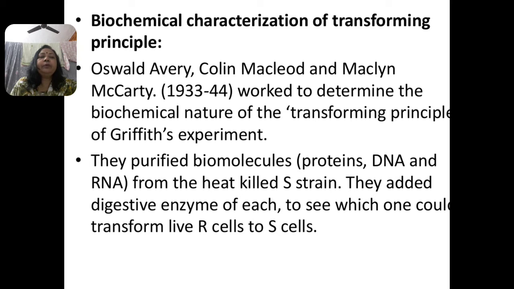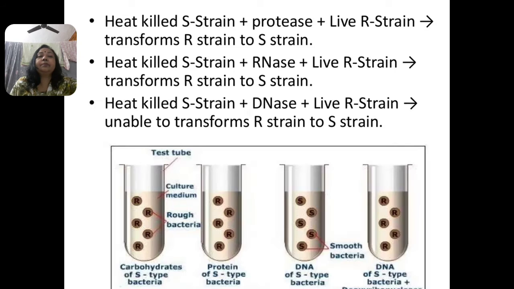They purified biochemical molecules or biomolecules like proteins, DNA and RNA from the heat killed S strain. They added the digestive enzyme of each to see which one could transform live R cells into S cells.